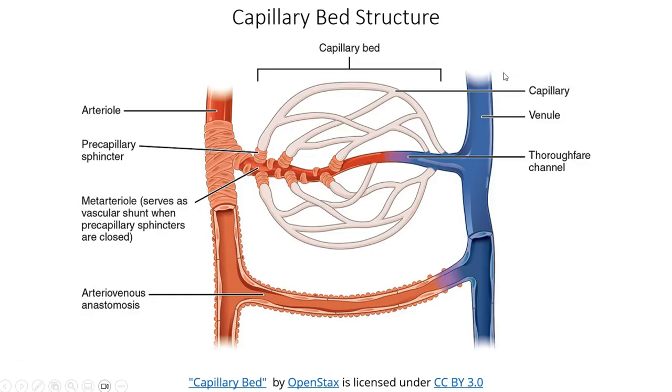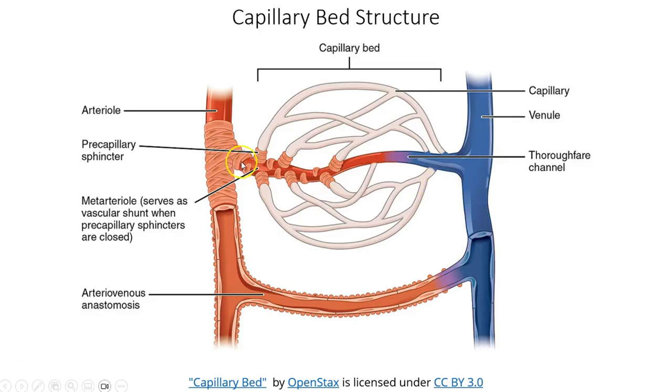So this is what a capillary bed looks like, at least graphically represented. Obviously, it's going to look quite a bit different in an actual body. We are going to have these arterioles on one side of the capillary bed. On the other side is going to be a venule. It's the vein equivalent of an arteriole. We'll talk more about that in a little bit.